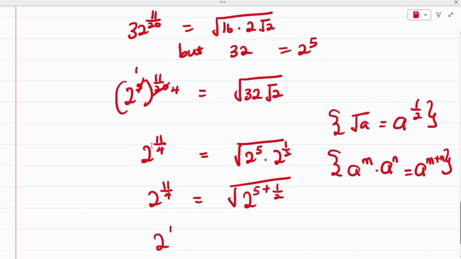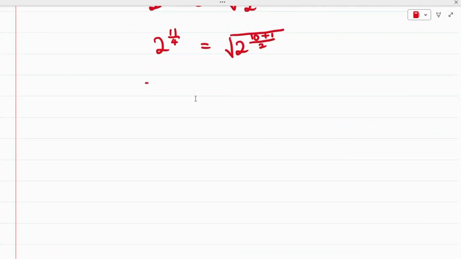So we have 2 raised to the power of 11 over 4 is equal to the square root of 2 raised to the power, this is over 1, so we have the LCM to be 2. 1 times 2, 2 times 5 is 10, plus 2 times 1 over 2, 1 times 1 is 1, alright? So we have 2 raised to the power of 11 over 4 is equal to the square root of 2 raised to the power of 10 plus 1 is 11 over 2.